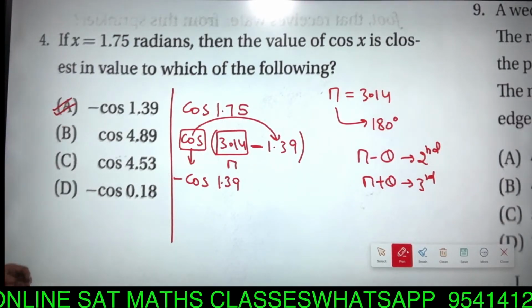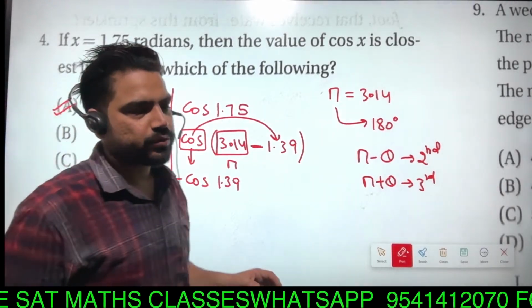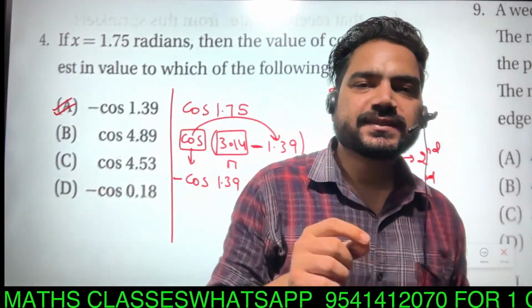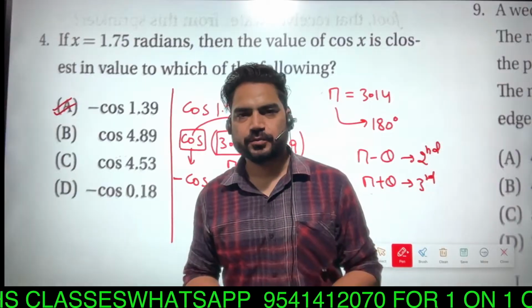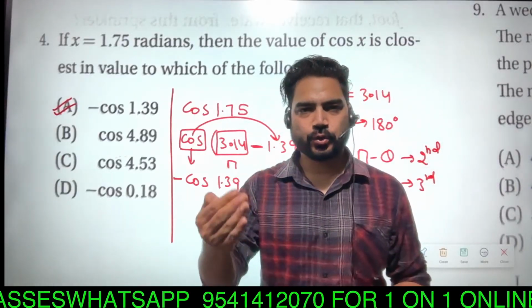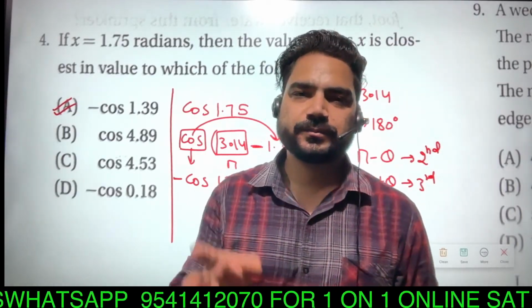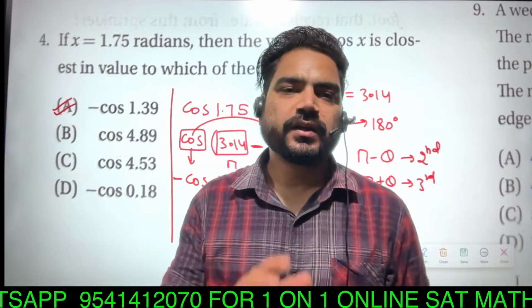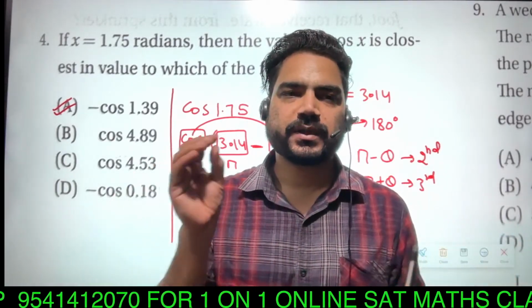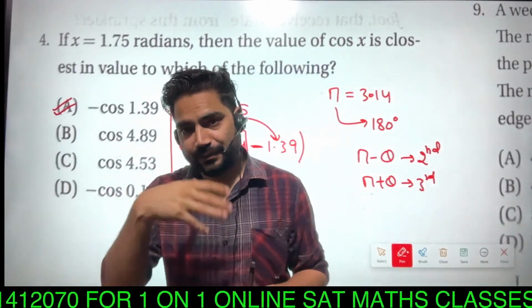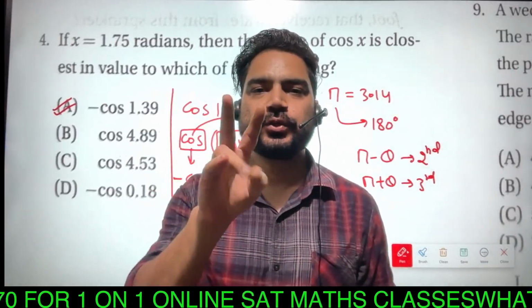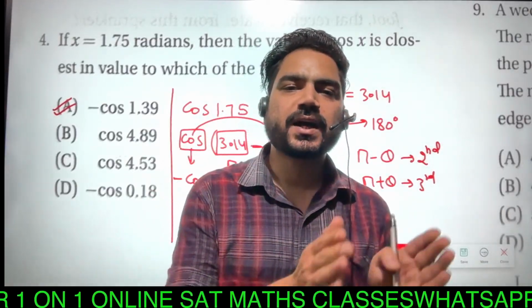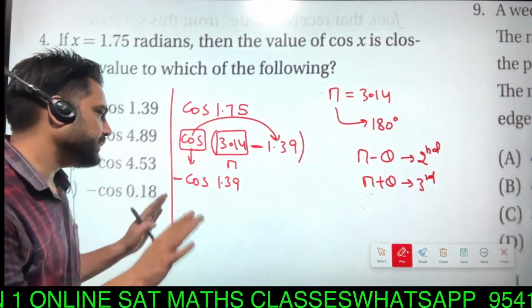So the basics of trigonometry we know: in the first quadrant all ratios are positive, in the second quadrant sine and cosec are positive, in the third quadrant tan and cot are positive, in the fourth quadrant cos and secant are positive. In the first quadrant all six are positive, but in the remaining three quadrants only two ratios are positive, the remaining four are negative. All this is the basics of trigonometry.